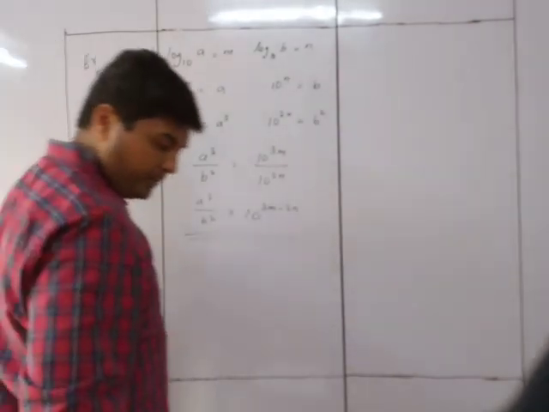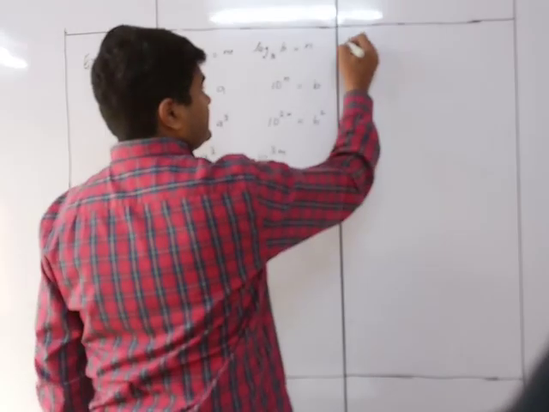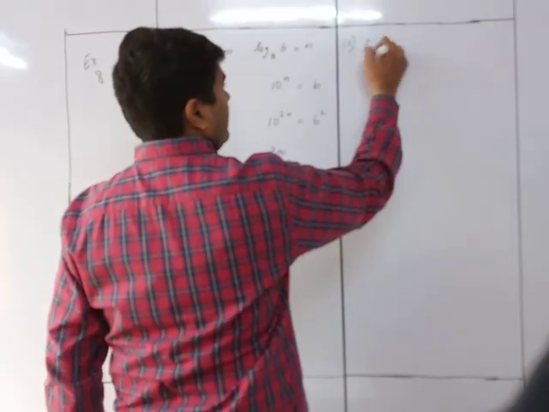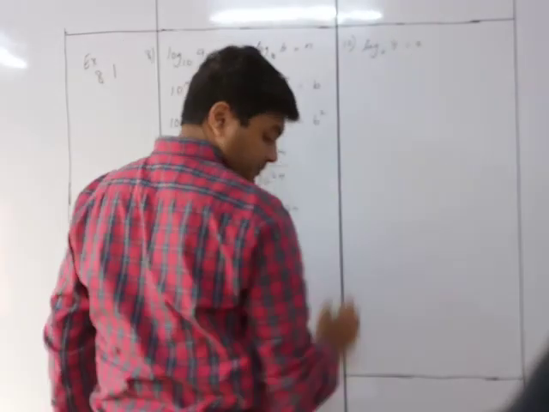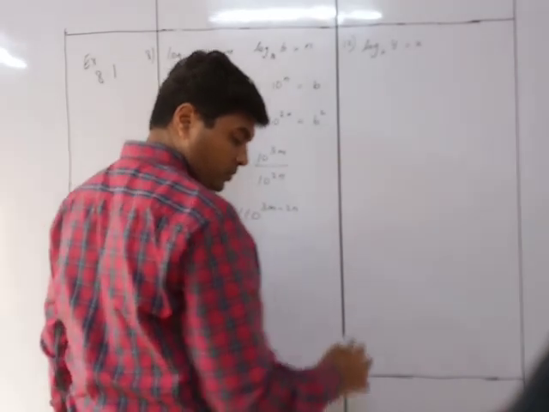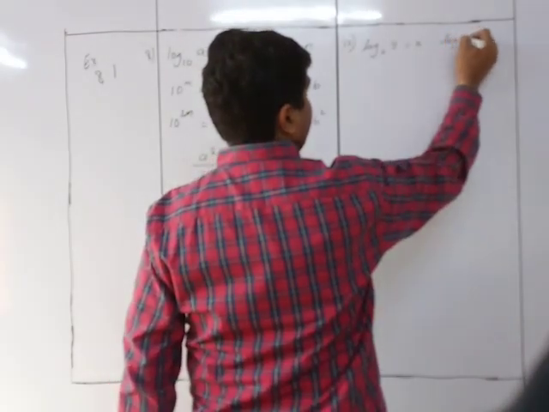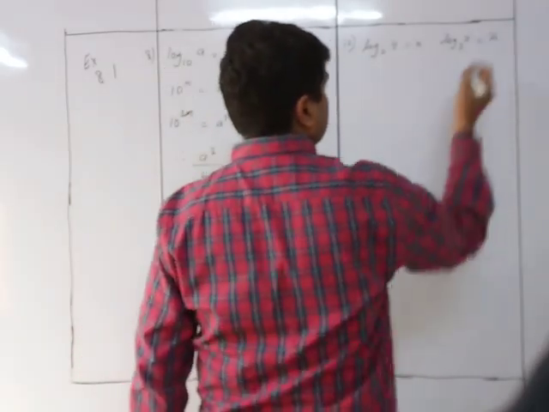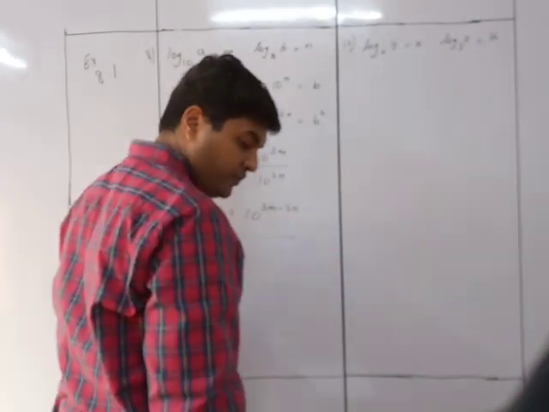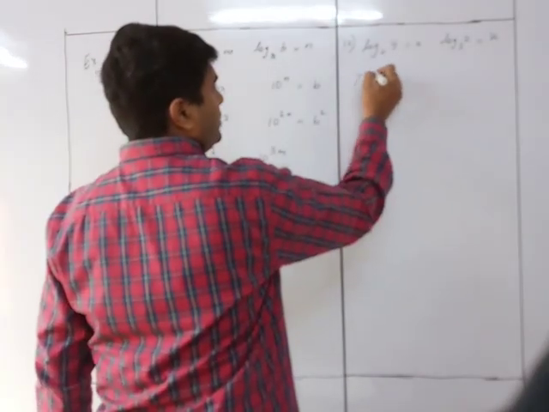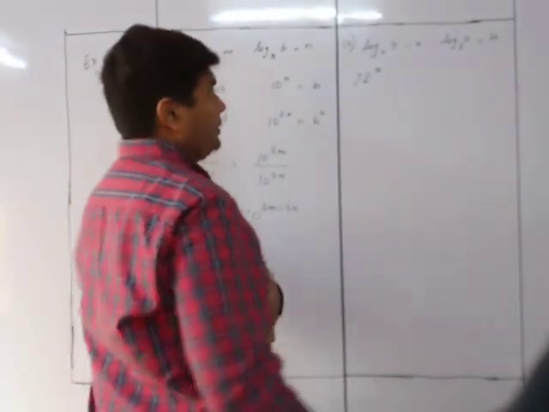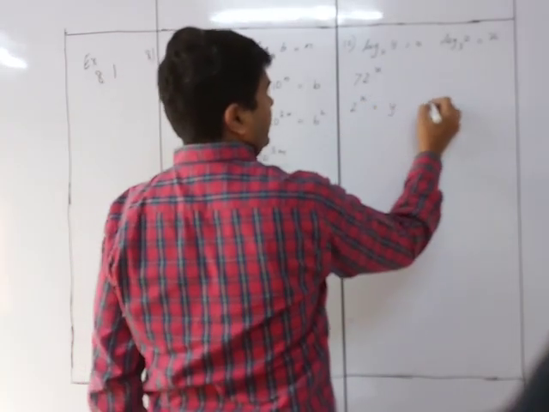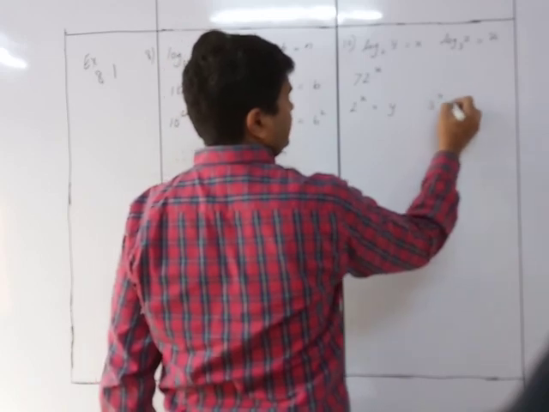Now, sum number 8 is done, we need the last sum of the exercise, sum number 10. That is, log of y to the base 2 is equal to x, and log of z to the base 3 is equal to x. We need to find the value of 72 raised to x. So we know first thing, 2 raised to x is equal to y, and 3 raised to x is equal to z.